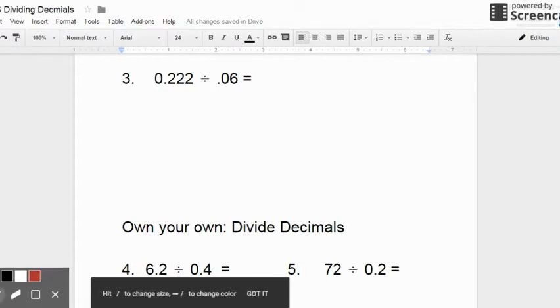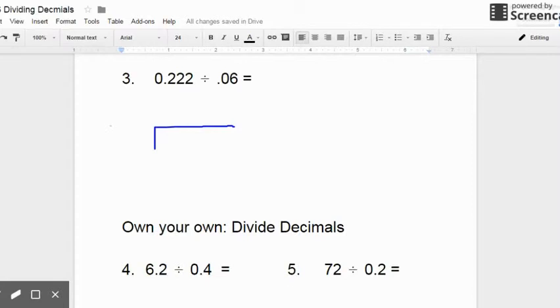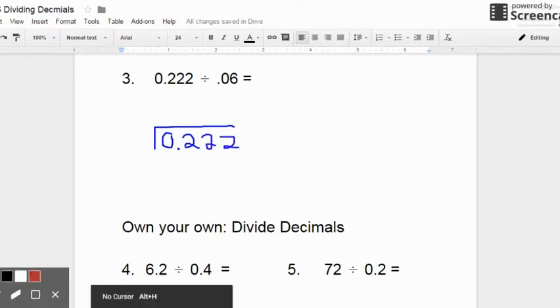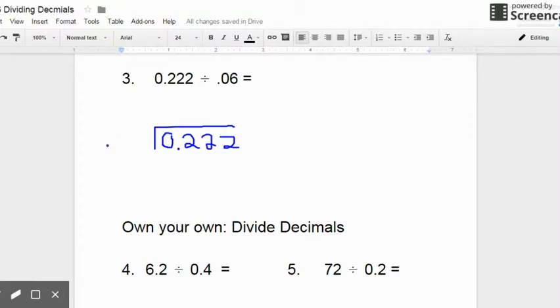0.06. So step 1, let's go ahead and make our division house. I want to make it underneath here because I'm not going to erase this time. I'm going to rewrite, another way of doing this to clean it up. So let's put the first number on the inside, 0.222, and then on the outside goes the 0.06. So that's step 1. We took the problem and wrote it into a division house.